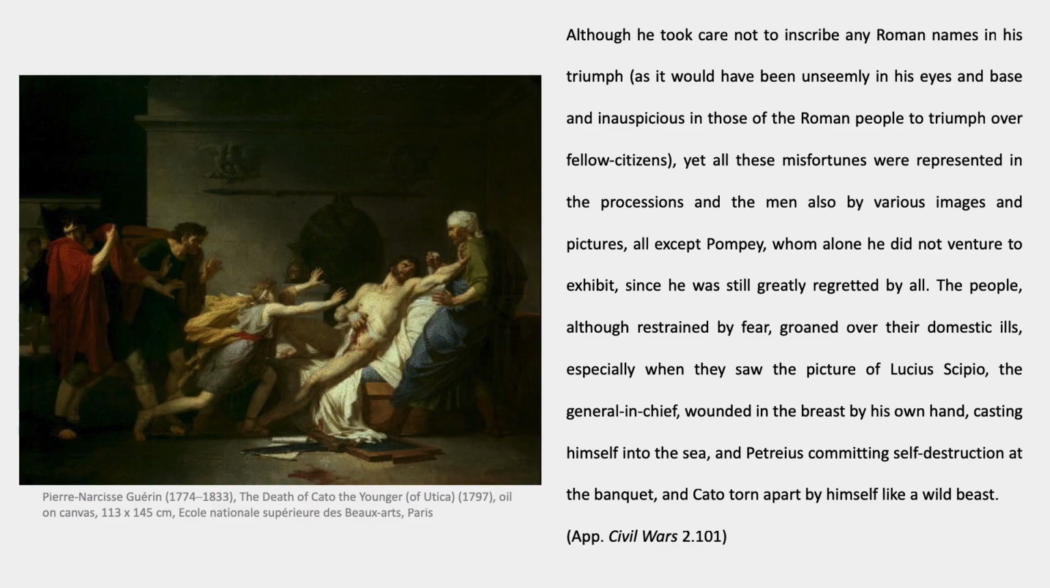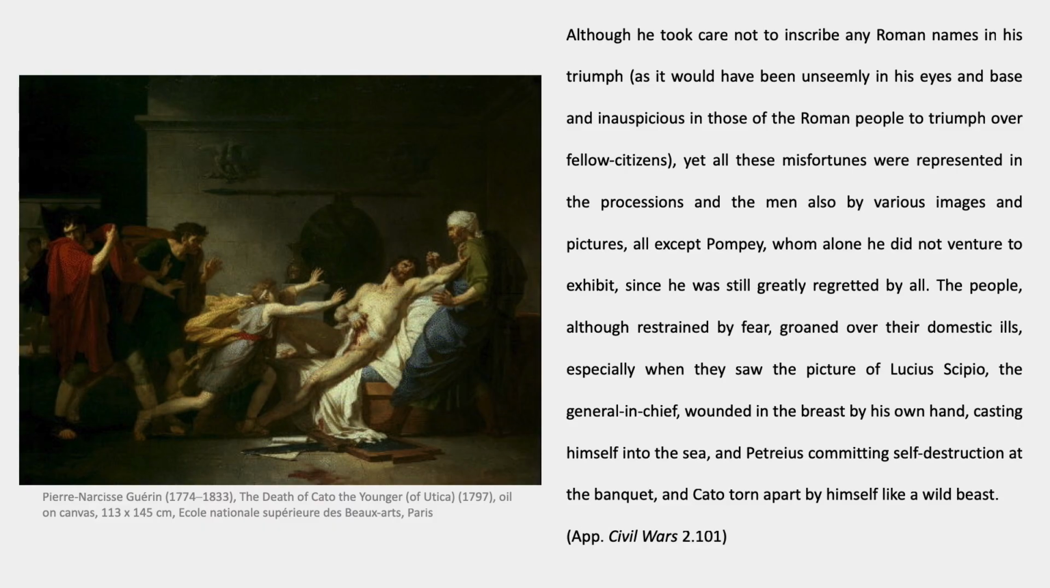And Appian tells us, although he took care not to inscribe any Roman names in his triumph, because placards are carried in Roman triumphs, to let the audience know who are these various people that they're celebrating victory over, as it would have been unseemly in his eyes and base and inauspicious in those of the Roman people to triumph over fellow citizens. Yet all these misfortunes were represented in the processions, and the men also by various images and pictures. So again, we get pictorial displays of the great things that victors did, again to communicate to the audience why they're sort of commemorating these people. All except Pompey, whom alone he did not venture to exhibit, since he was still greatly regretted by all.